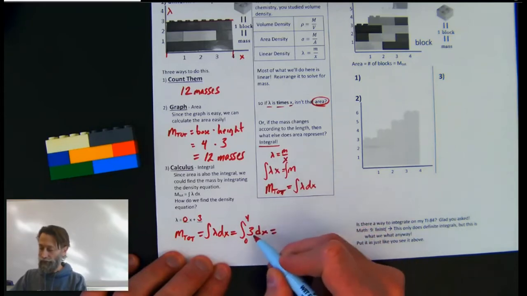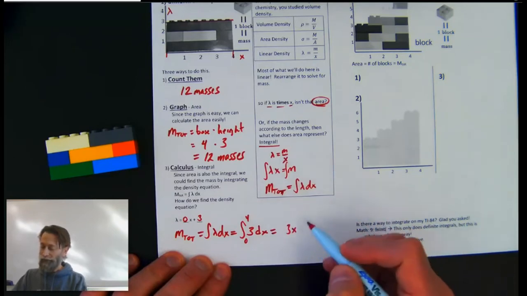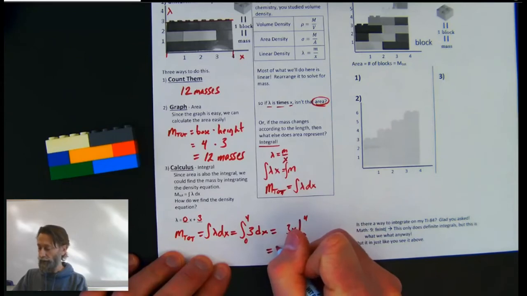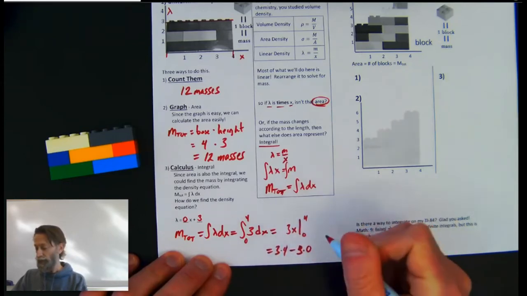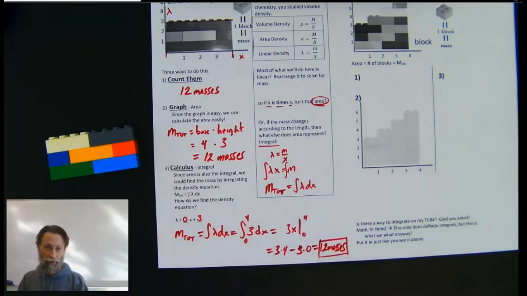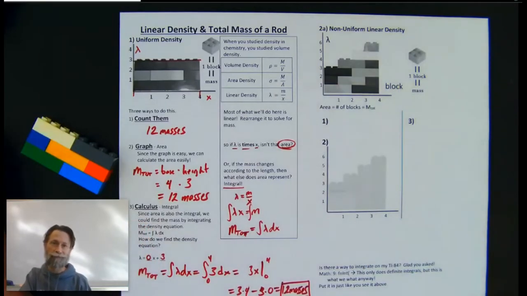So remember that that is going to come out to be an x to the 1 times 3. And then I'm going to take that from 0 to 4, which will literally be 3 times 4 minus 3 times 0, which lo and behold gives me the exact same value, 12 masses. So that's the third way that we can find what the total mass is based off of that graph. And here in a second, we'll do a second one in which it is a non-uniform linear density rod.